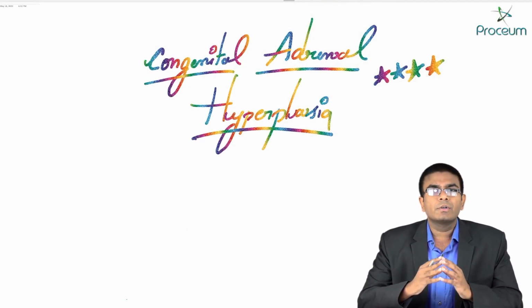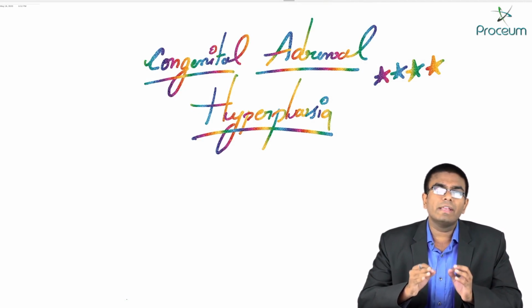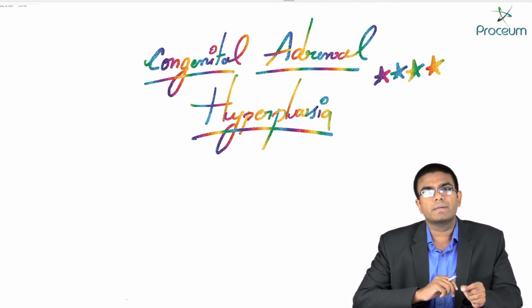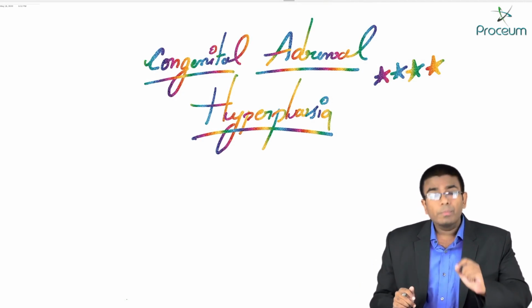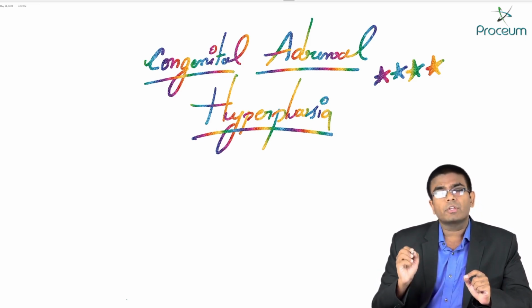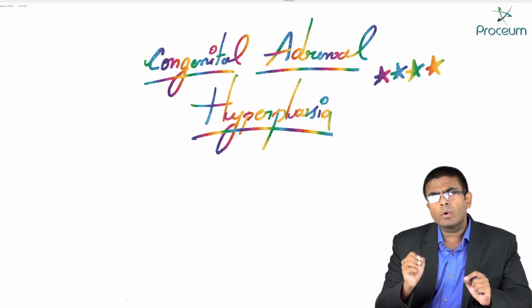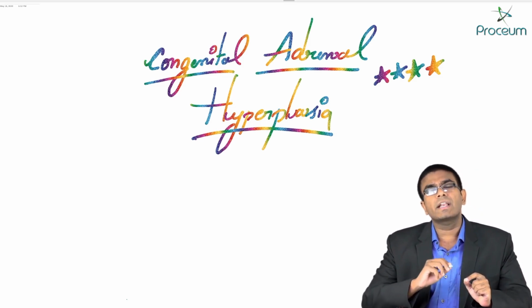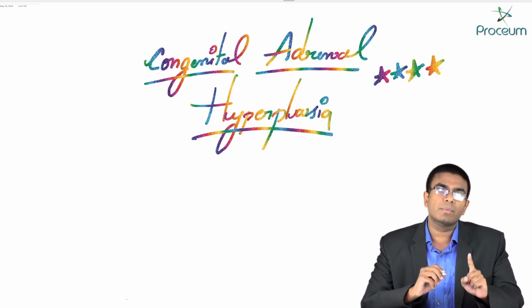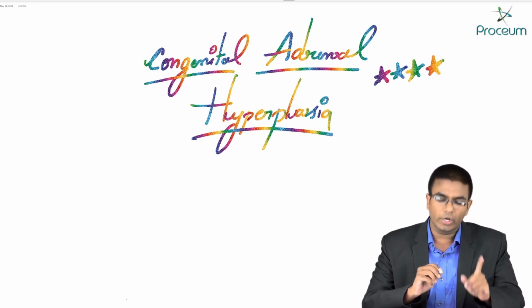Hello students, today let's discuss a very important disease which is congenital adrenal hyperplasia. Now in this congenital adrenal hyperplasia, what is the main pathology? The main hormonal abnormality in congenital adrenal hyperplasia is too much production of androgens from the adrenal cortex.